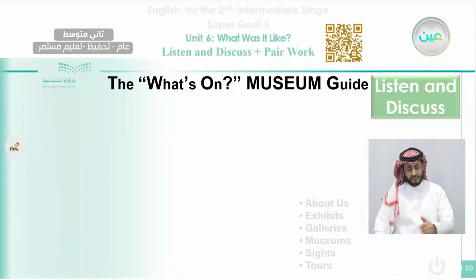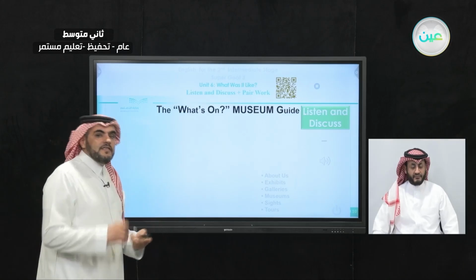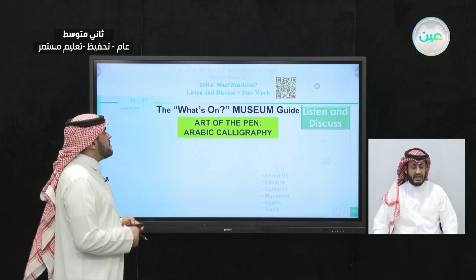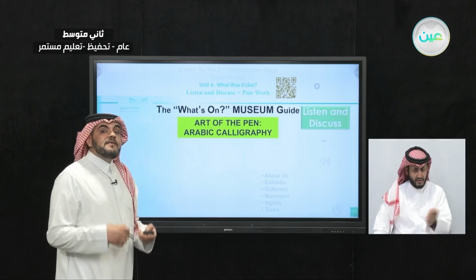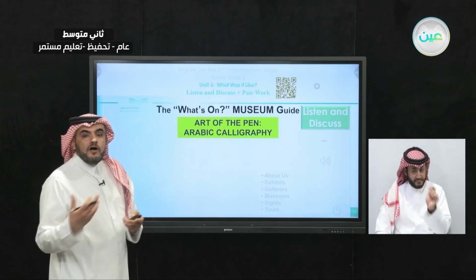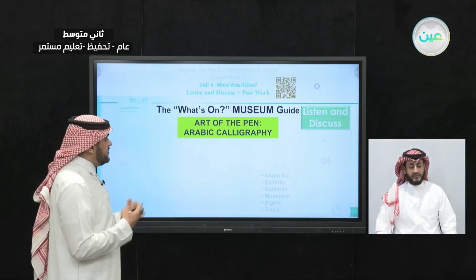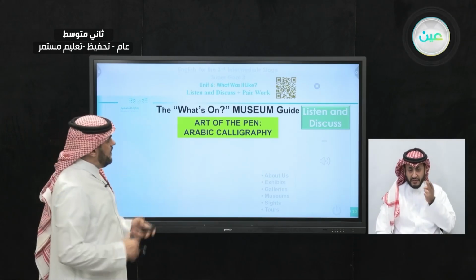Okay, we move to the third museum. You might find this one more interesting than the other two. So here, Art of the Pen. The title of this museum is Art of the Pen, Arabic Calligraphy. What do we mean by Arabic calligraphy? We mean by that the handwriting, the beautiful handwriting of Arabic. We'll have some details about that. Let's listen and see some pictures about this museum.